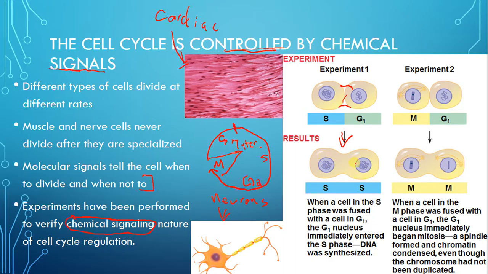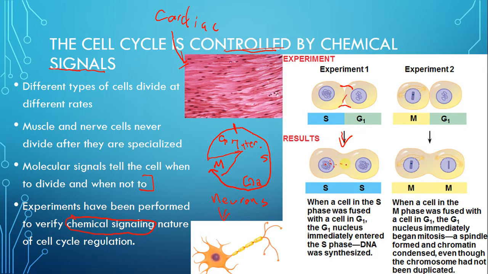So immediately on contact. At the same time, they took another cell that was in mitosis and fused it with a cell that was in G1 phase. And when they were fused, the G1 nucleus immediately began mitosis. Spindle fibers were forming, even though the chromosomes didn't duplicate. So we didn't duplicate our DNA, but immediately it started mitosis, cell division.